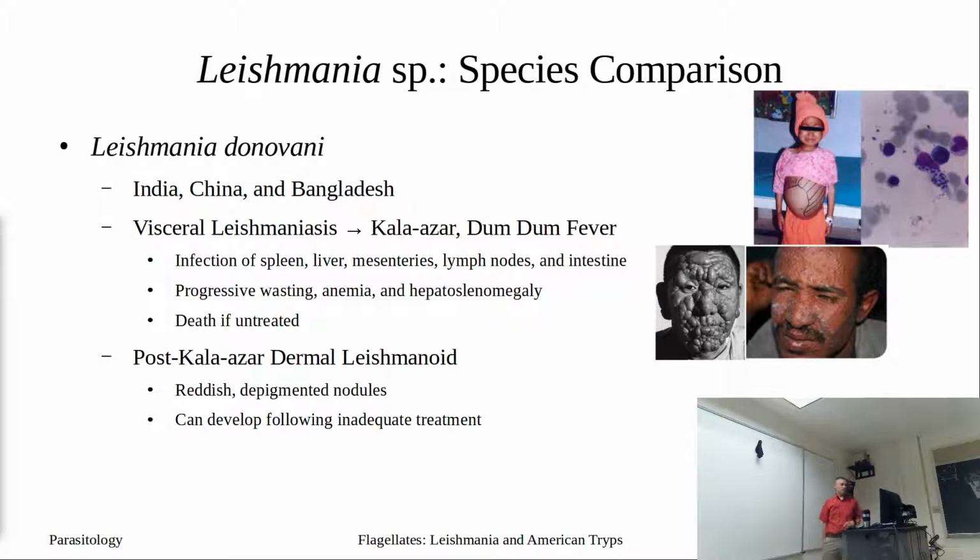All right, so the visceral form isn't going to form these skin lesions. The visceral form is going to be infecting your macrophages, cells of the RE system. What you're going to end up getting is infection of the spleen, of the mesenteries, of the liver, lymph nodes, intestine, all these different places where you have these phagocytic cells. The result is progressive wasting. You're going to see anemia because of the destruction of the cells that are happening when our amastigotes rupture them, as well as development of hepatosplenomegaly. It's the enlargement of the spleen and liver.